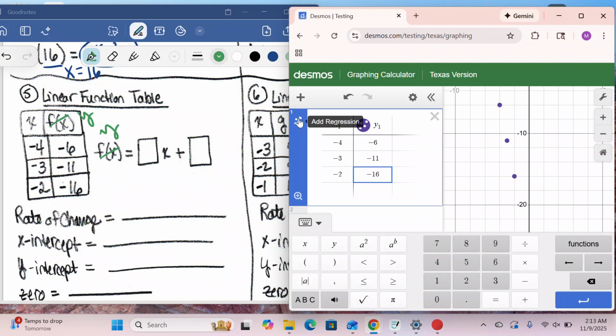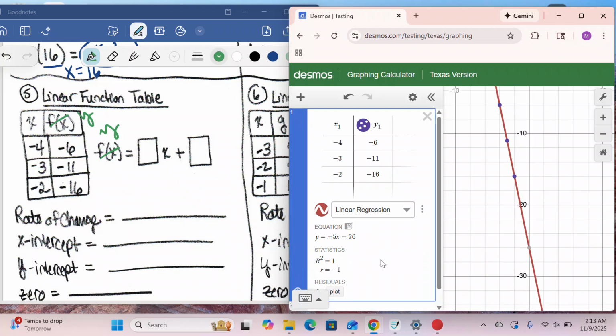Then I'm going to push my little leaf, and then I'm going to get my linear equation, y equals negative 5x minus 26. I know my slope is negative 5. It's a negative slope, so the line is going down. And my y-intercept is negative 26. So that gives me my answers.